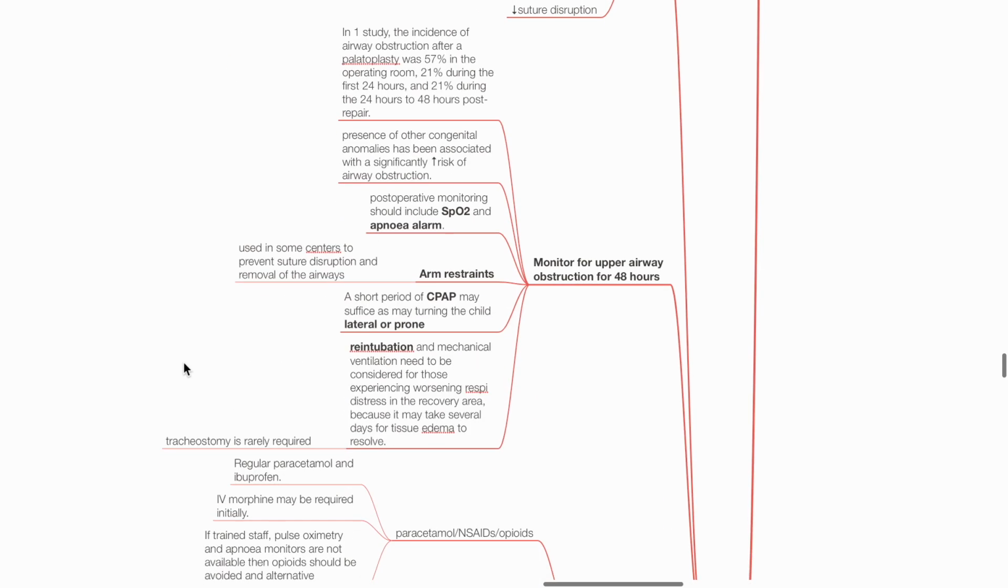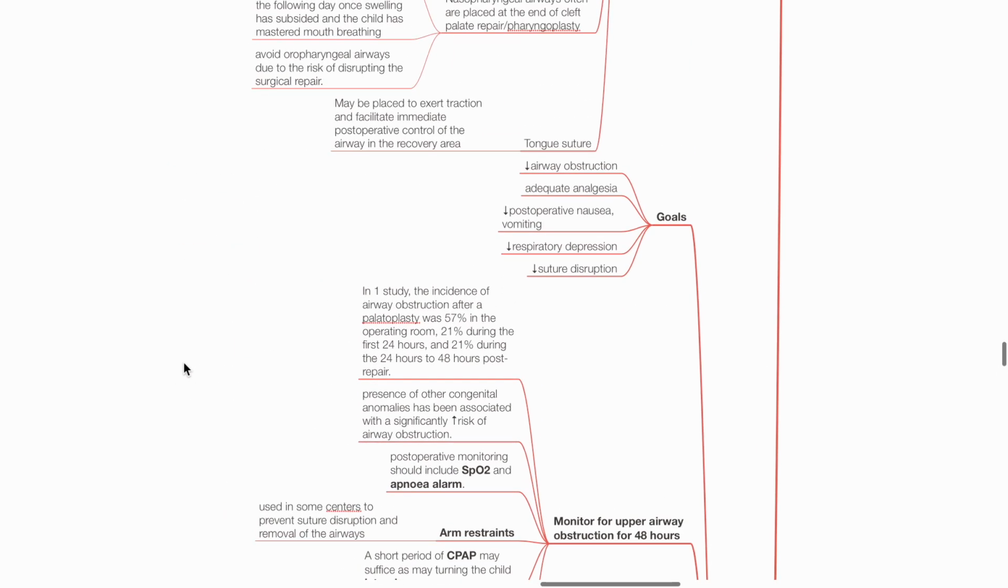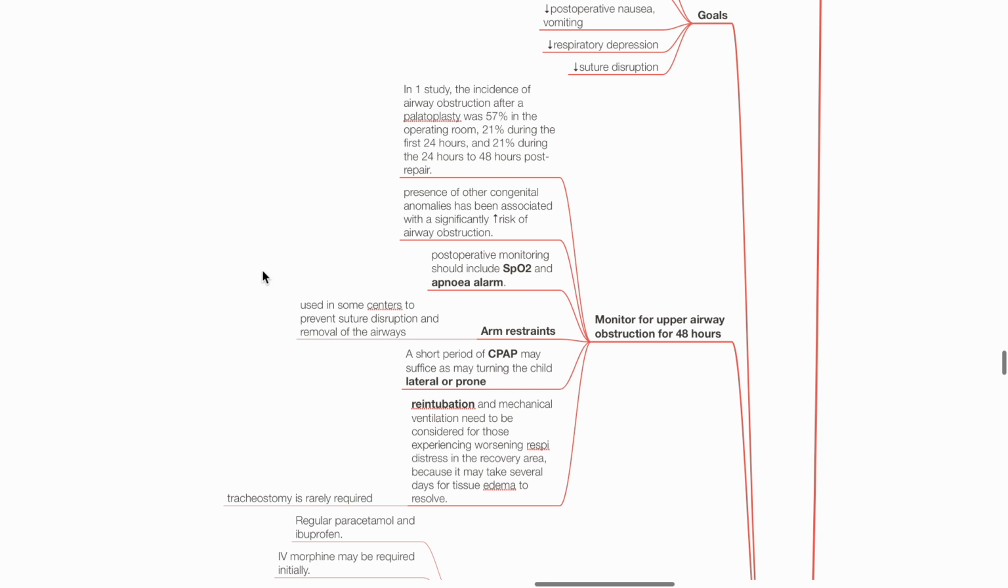Post-op considerations. The goals include monitoring and treating airway obstruction, adequate analgesia, treating post-op nausea and vomiting, detecting and treating respiratory depression, and avoiding suture disruption. Monitor for upper airway obstruction for 48 hours. The presence of other congenital anomalies is associated with increased risk of airway obstruction. Monitoring should include SpO2 and apnea alarms.